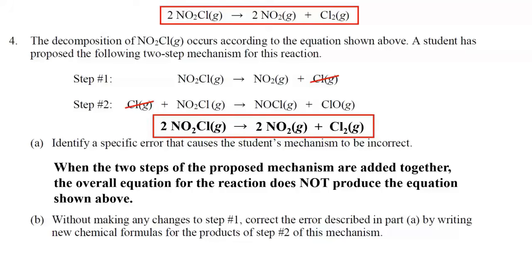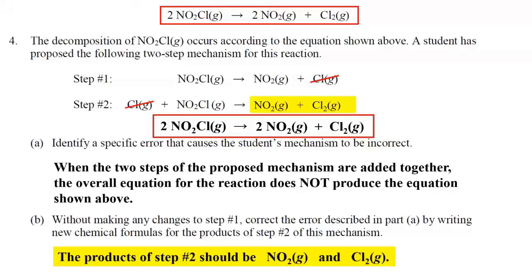So I already have 1 molecule of NO2 in step 1 as a product. I'd like another molecule of NO2 to be produced in step 2. And I need there to be a molecule of Cl2 produced. So these are the correct products of step 2. It should be NO2 and Cl2. Now, when I add step 1 and step 2 together, I will exactly get the overall balanced equation for the reaction that we started with.